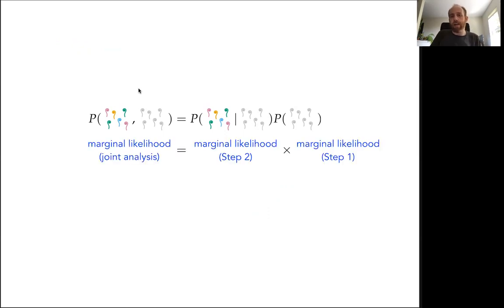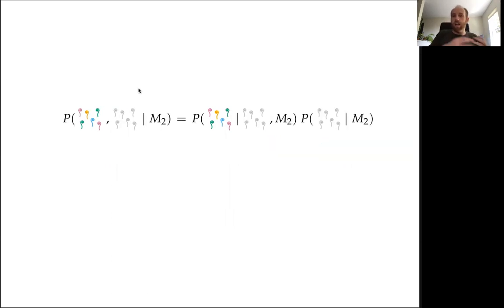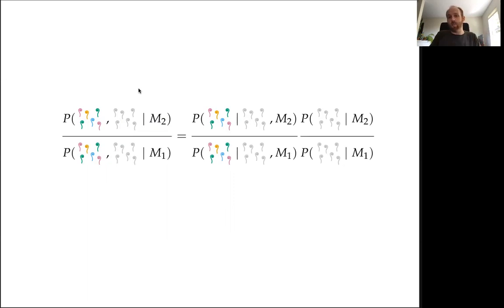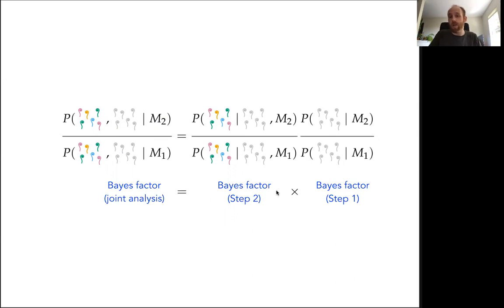So the marginal likelihood of the joint analysis is the product of the marginal likelihoods of the two steps. I can label all those terms by a particular model. So I calculated these things for a given diversification model, right? And in this case, that's M2. And then I can divide by the same terms from another model, M1. And the result is a bunch of Bayes factors. One is a Bayes factor for the joint analysis, which is the product of the Bayes factors for the two steps.